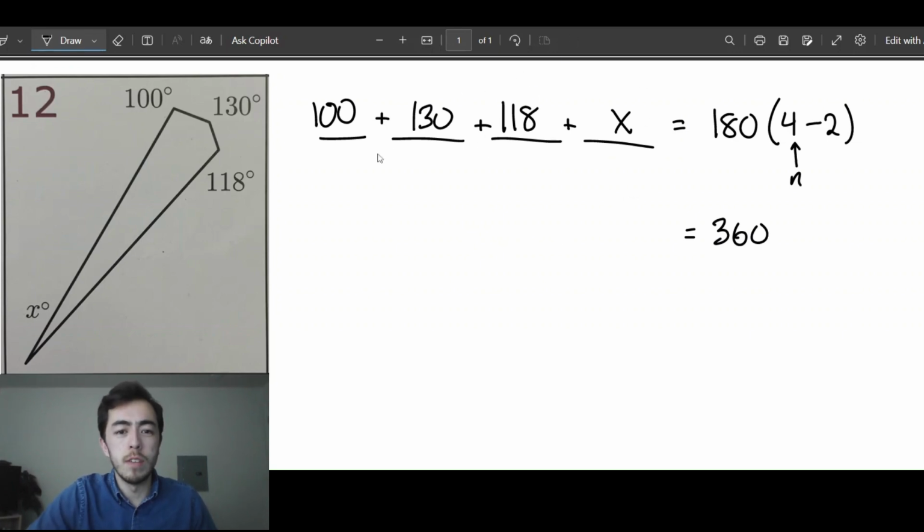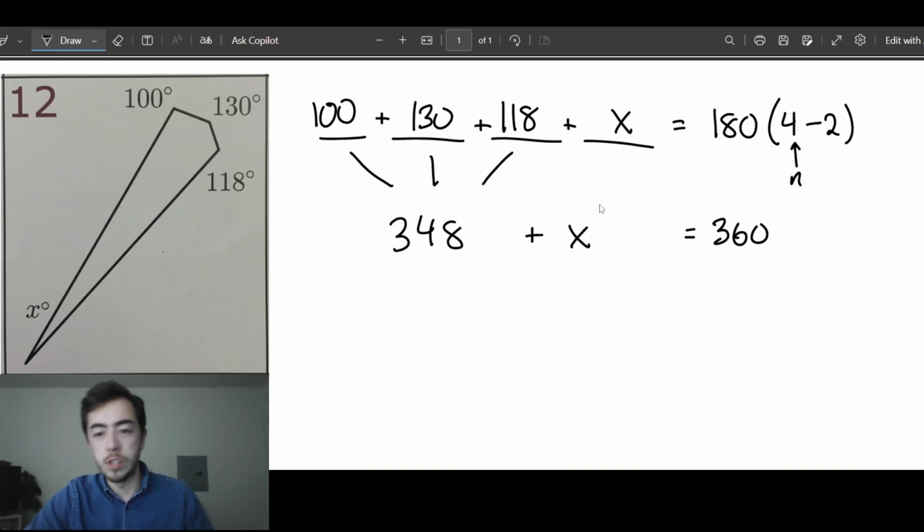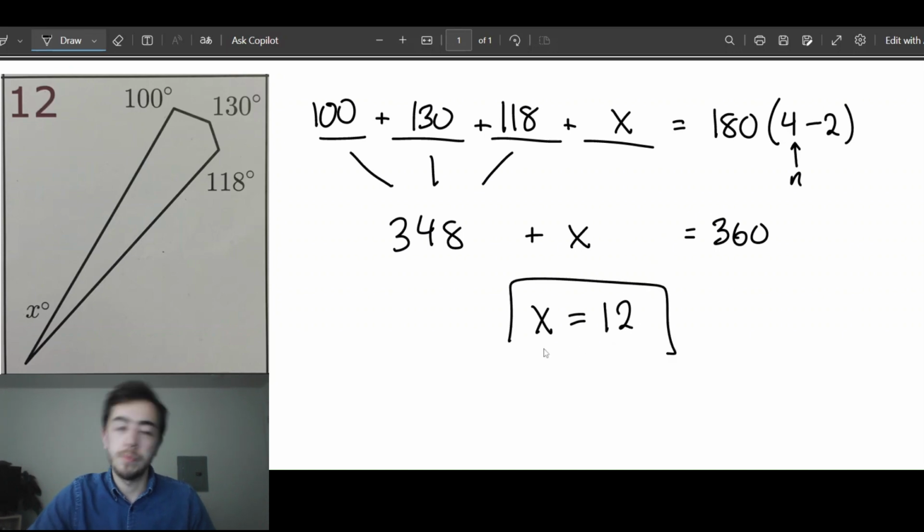I think it might be convenient to sum up these 3 first. I see that we have a 348, it looks like. And so when I add x, I should get 360. And if you subtract 348 from both sides, you're going to pretty quickly see that x has to be 12. And that's today's date. So that's a whole solution.